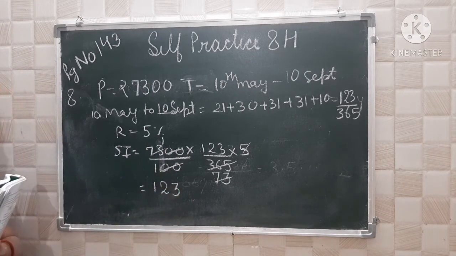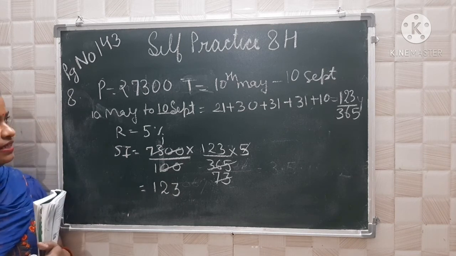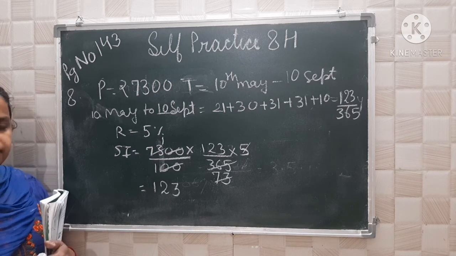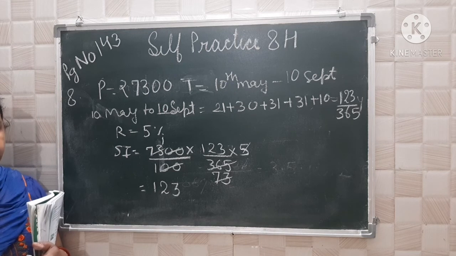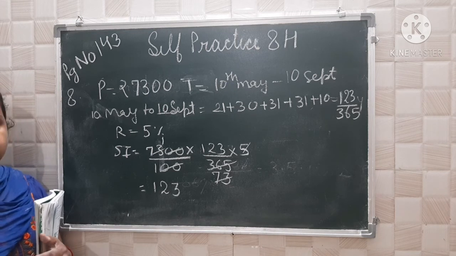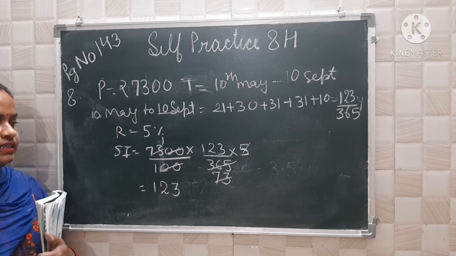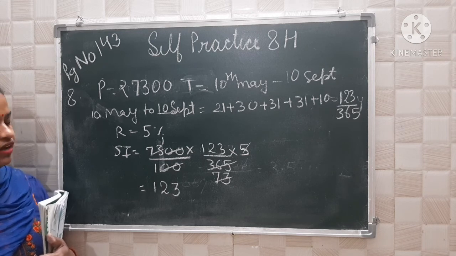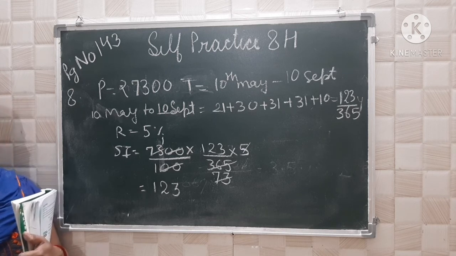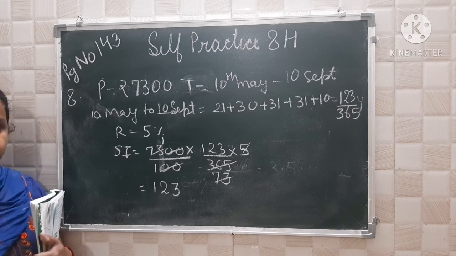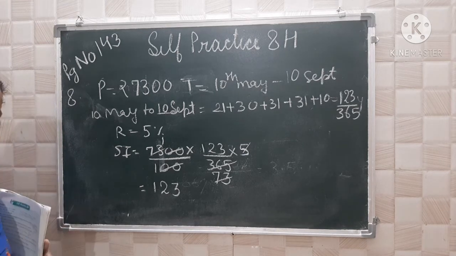123 rupees. How much interest he got? Rupees 123. Now see, principal is 7300. Time is 10th May to 10th September. That will come 123 upon 365 days. And rate is 5%. So how much interest will come? 7300 upon 100 into 123 upon 365 into 5. So you can see 5 73s are 365 and 73 ones 73. 0 0 cancel out. So how much is remaining? Rupees 123. Is it clear?